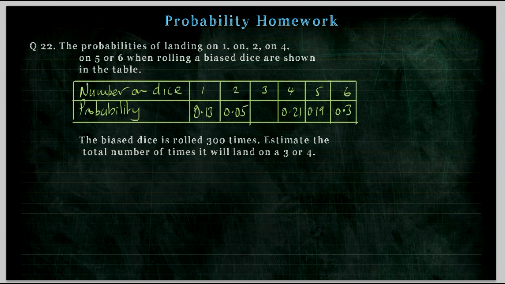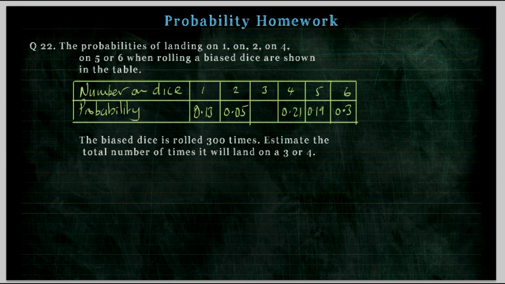Right, the next question I wanted to go through is this one here. It's question 22, and it says the probabilities of landing on a 1, a 2, a 4, a 5, or a 6 when rolling a biased dice are shown in the table. So you've got a missing probability here, which is the 3. It says the biased dice is rolled 300 times, and to estimate the total number of times it'll land on a 3 or a 4.